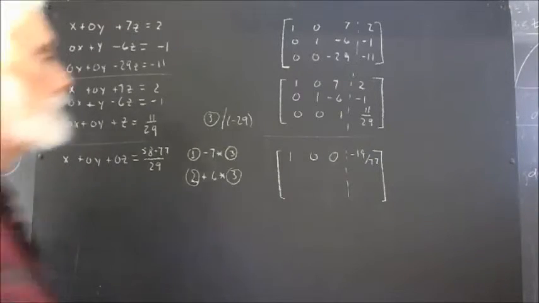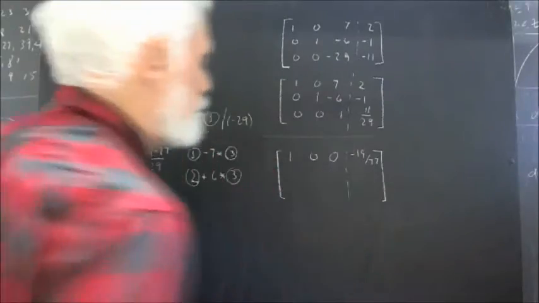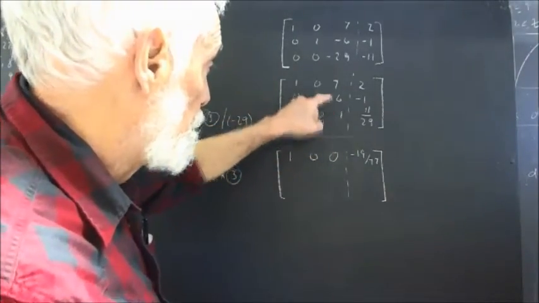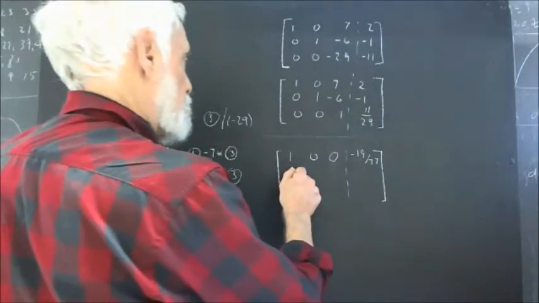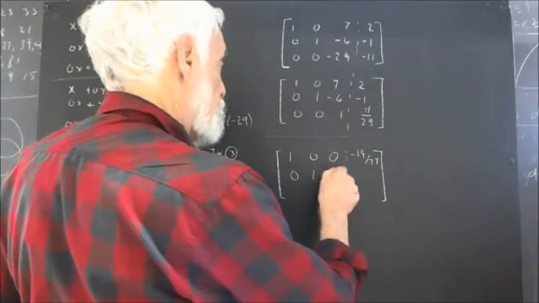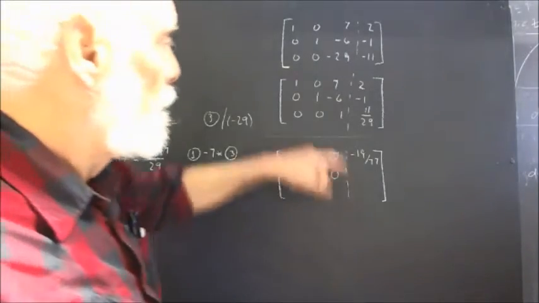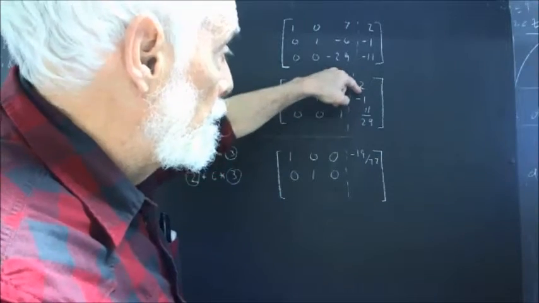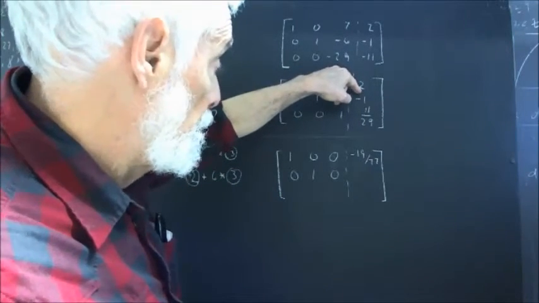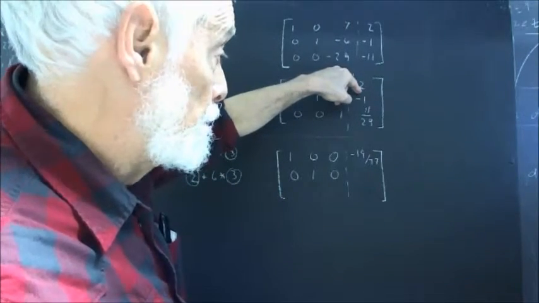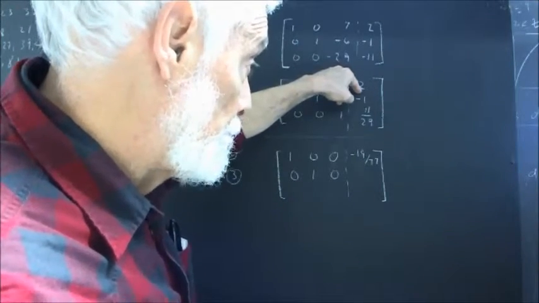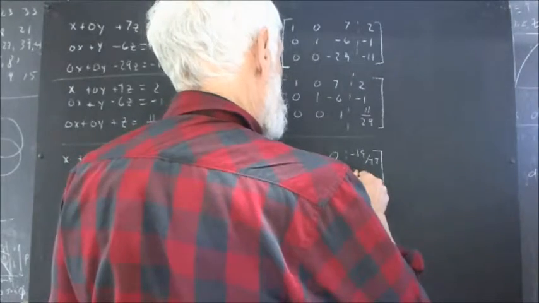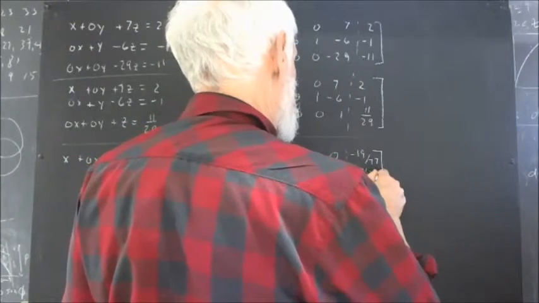But okay. Now over here, we're going to add 6 times the third row to the second. And we're going to get clearly 0, 1, 0. And then 6 times 11/29 is 66/29. Negative 1 is negative 29/29. And negative 66 minus 29 is negative 37. So I believe we get negative 37 over 29.